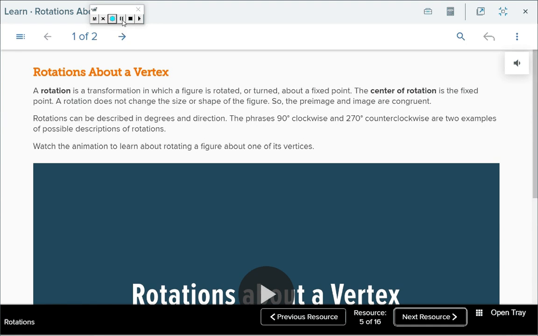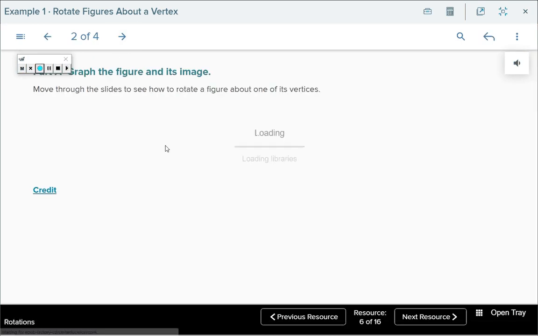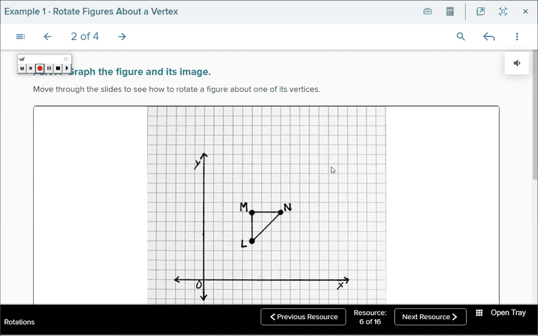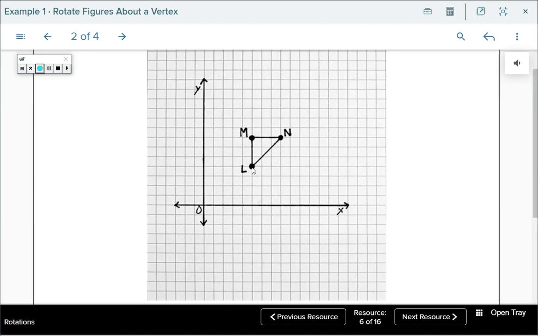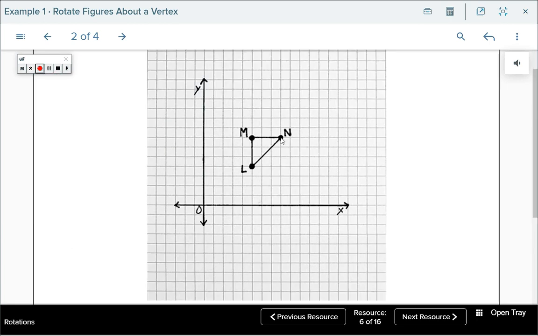Okay, I'm going to pause this. So let's take a look. Let's say we have triangle LMN with vertices (5, 4), (5, 7), and (8, 7). It represents a desk in Jackson's bedroom. He wants to rotate the desk counterclockwise 180 degrees about vertex L. If we're doing this on a graph, point L would be right here. What are we rotating? 180 degrees. Now, with a 180 degree rotation, does it matter if we go clockwise or counterclockwise? It doesn't matter. Is it going to end up in the same point? Yeah.